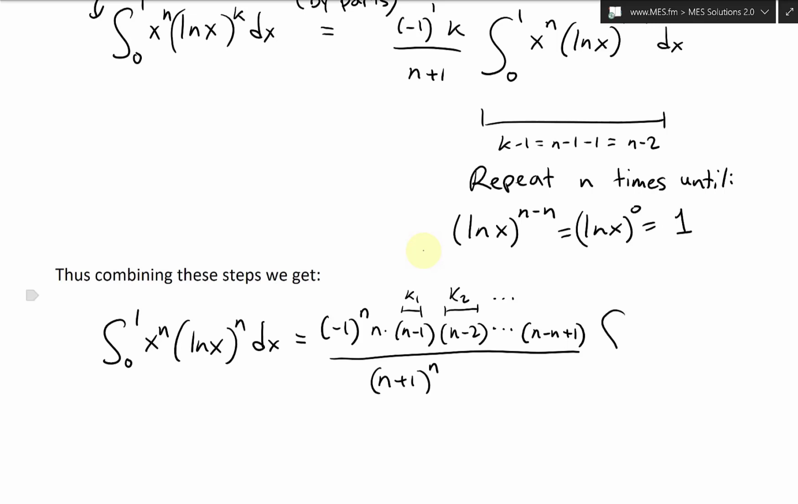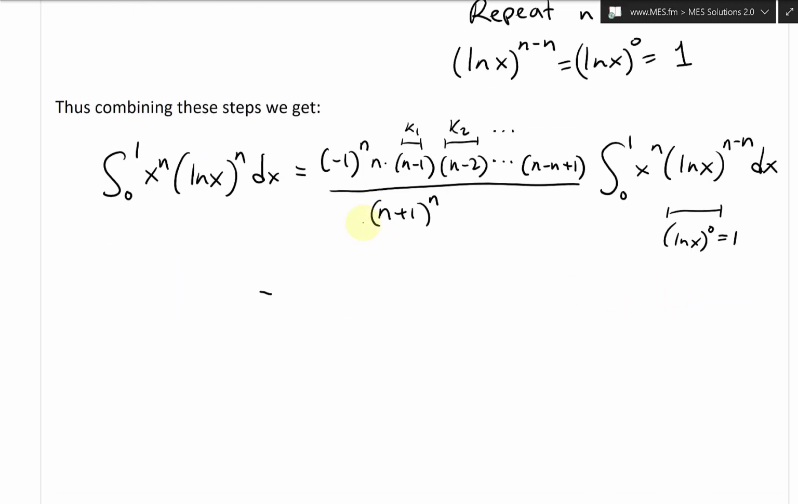And then we're going to take the integral from 0 to 1 of x^n times (ln x)^(n-n) dx. Where again, this part right here goes to 1. That's just our ln x to the 0 right there, so I'll put here (ln x)^0 equals 1. So that's out of there. Now we can simplify this. This is going to be (-1)^n. And now this n times n minus 1 times n minus 2 all the way to here, that's just n minus n cancels, that's just 1. That's just n factorial.